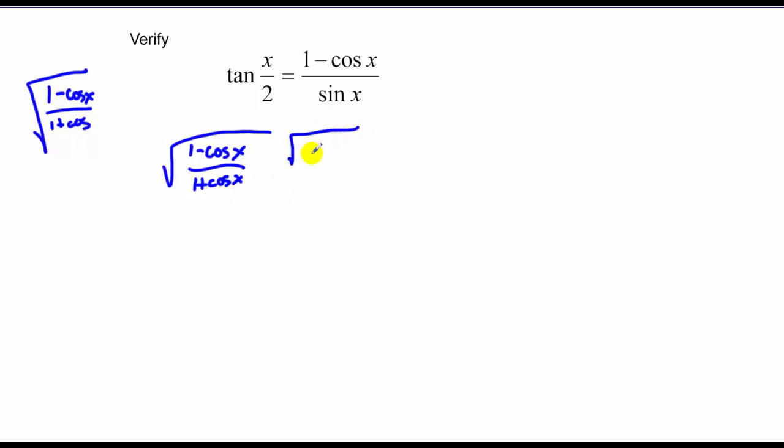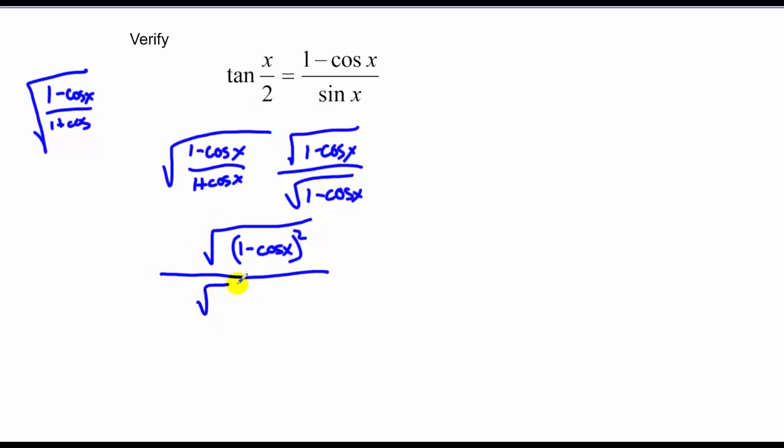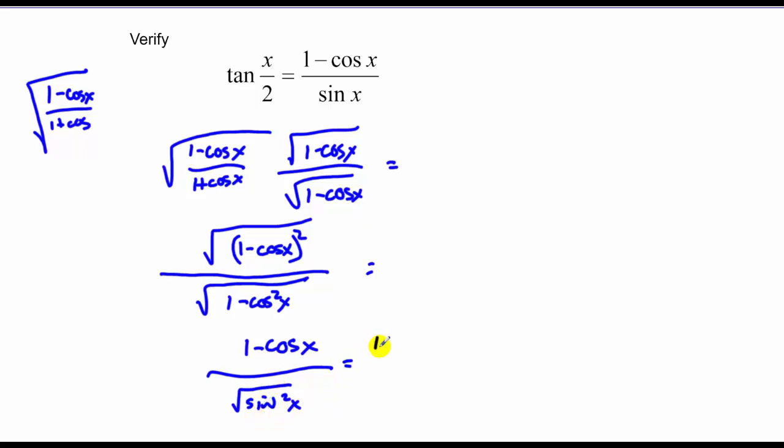So if I multiply by root 1 minus cosine over root 1 minus cosine, notice what I have. I have 1 minus cosine squared, square rooted, all over the square root of 1 minus cosine squared, because that's FOILing to get a difference of two squares. The square root of a squared term is always going to be that term, so that's 1 minus cosine of x, which is exactly what I want. And the square root of 1 minus cosine squared, well, 1 minus cosine squared is equal to sine squared. And if I square root a squared term, it's just that term. So this is 1 minus cosine over sine, which is what I wanted.